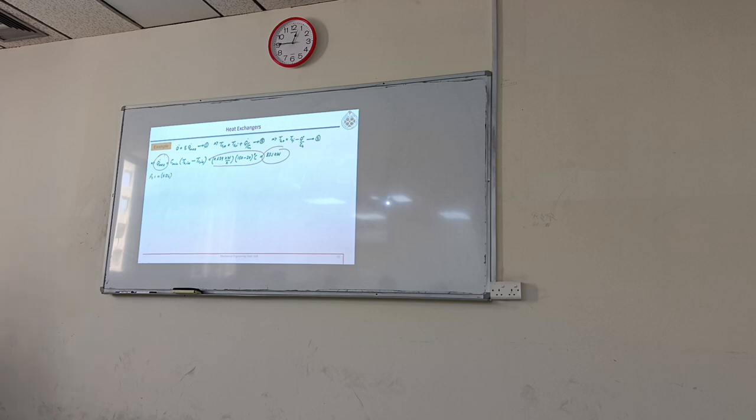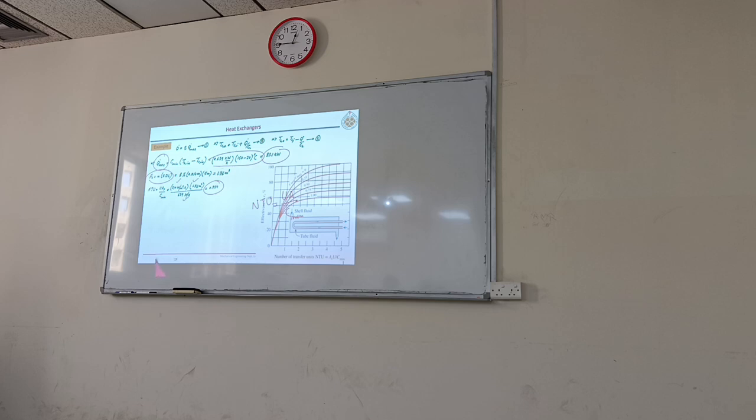What is NTU? For NTU I need the surface area: NTU is UA over C minimum. NTU stands for number of transfer units. So U is given, area is given, and C minimum is given, so NTU is 0.854.